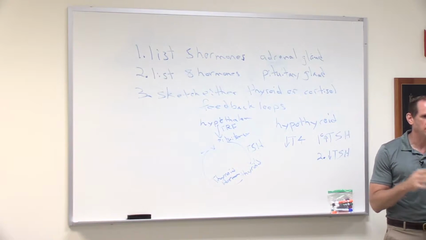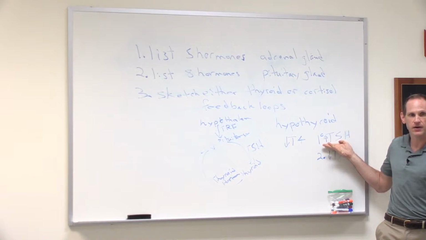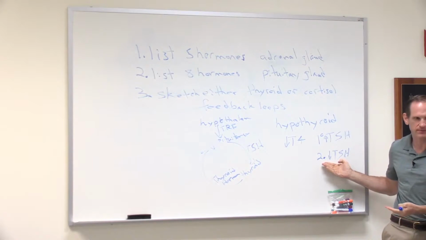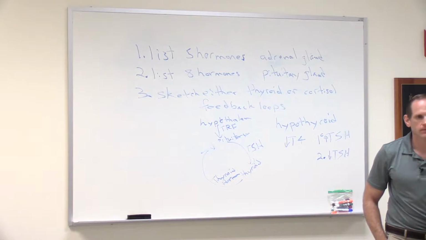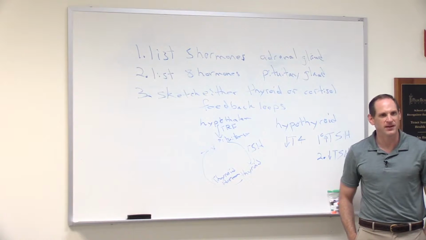So you can figure out, is the problem the thyroid gland if TSH is high, or is the problem the pituitary gland if TSH is low? Because normally, if the pituitary gland is working, TSH and T4 go opposite. I wouldn't phrase it that way, but kind of.